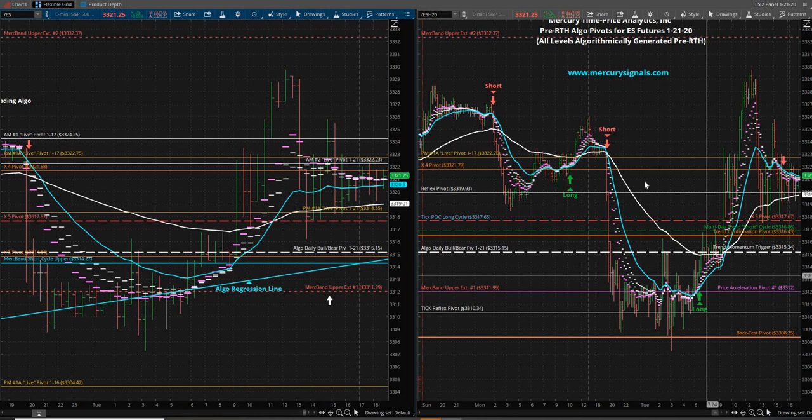Price acceleration pivots tend to accelerate price. But here in our day trading algo, taking this move from last night, 1, 2, 3, 4, 5, 6, 7, 8, 9 different pivots that you could have picked from to take partial profits in that move.